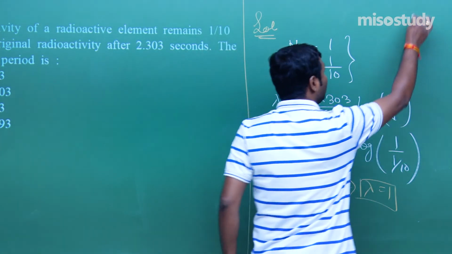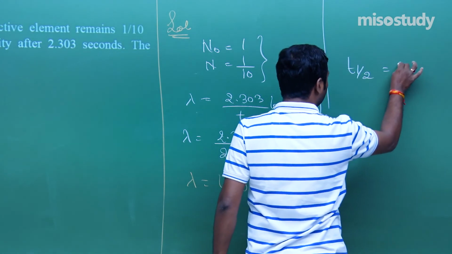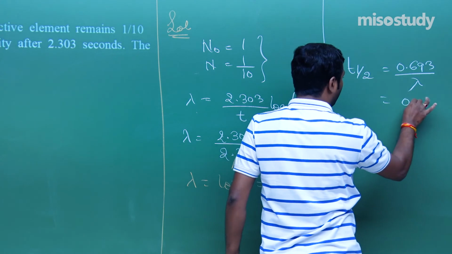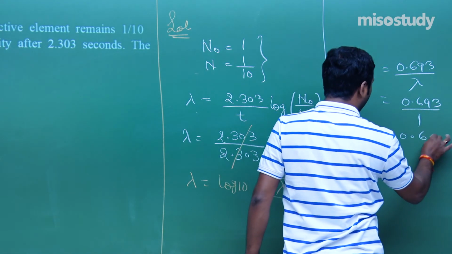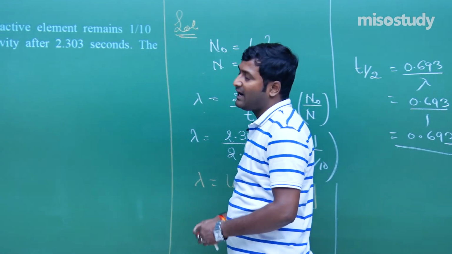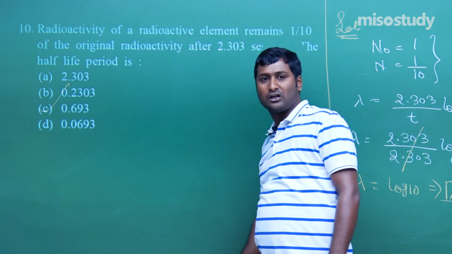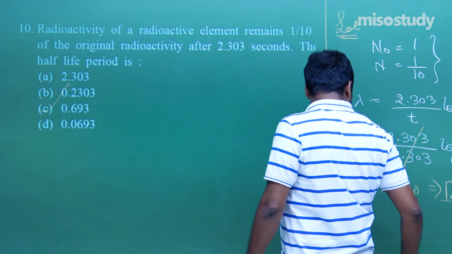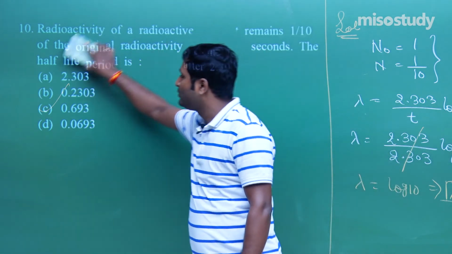Now, what is the relation with T half? We know T half is equal to 0.693 upon lambda, that is 0.693 upon 1. So the answer will be 0.693 second. So the half-life period is 0.693 second. For question number 10, C is the correct option, my friend. I think now you are very much familiar with such kinds of questions and it will help you a lot.